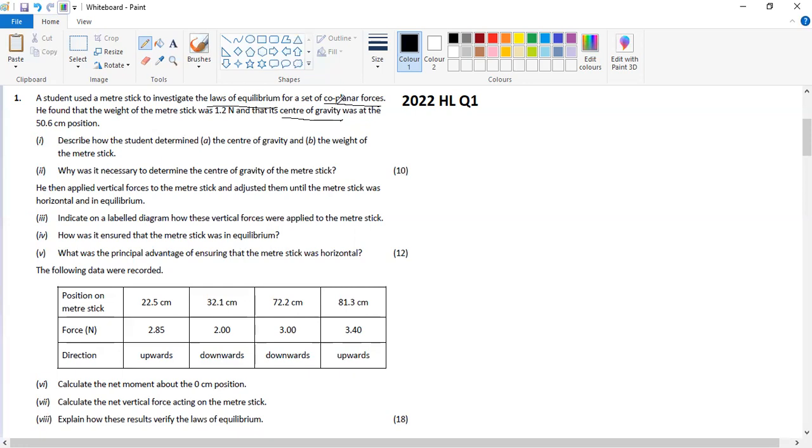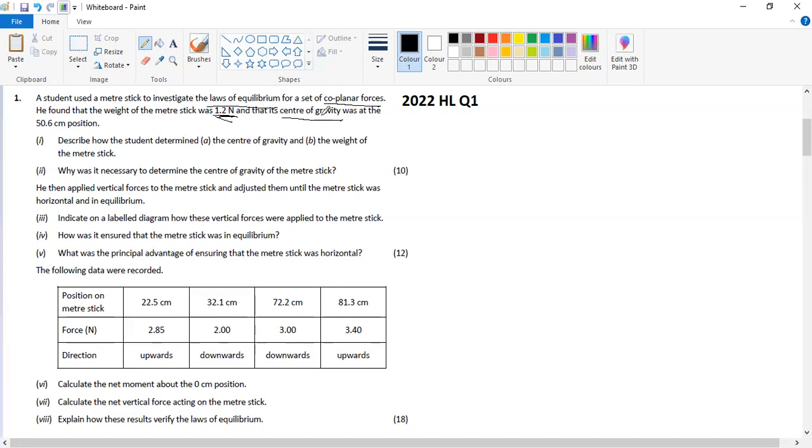Coplanar forces mean forces that are on the same plane. They're on the same level. In this case, we're using a meter stick like a plane, and they are along that same meter stick. That's all it means. The weight will come up again. I'm going to give you a word of caution about being careful to make sure you know the difference between mass and weight, but that's going to come up in this question. Weight is in newtons, so that could be a hint for you as well, that you're looking at newtons and not kg.